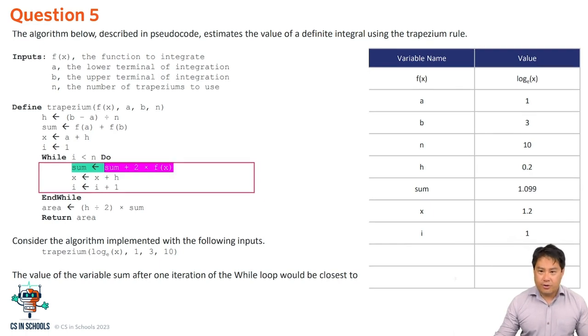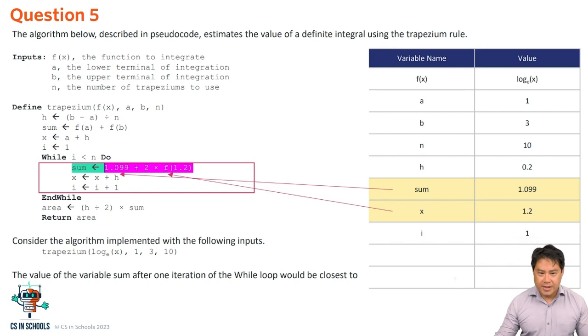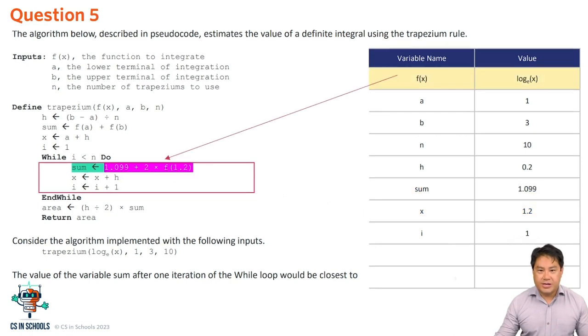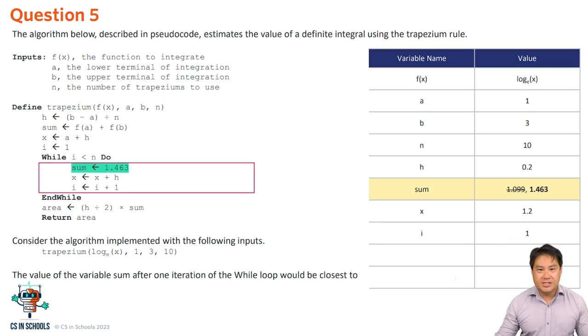Sum we had from before, which is 1.099. f of x, well, x is substituted by 1.2, and f is substituted by the natural logarithm. Plug that into our calculator, and correct to 3 decimal places, the answer is 1.463, and that gets assigned back into sum. So you can see there the sum value has changed. The next line of code is updating x. It's adding h to x and then assigning that back to x.